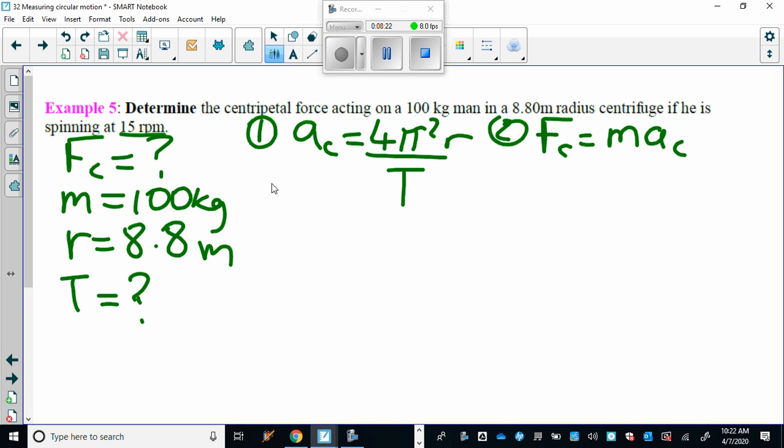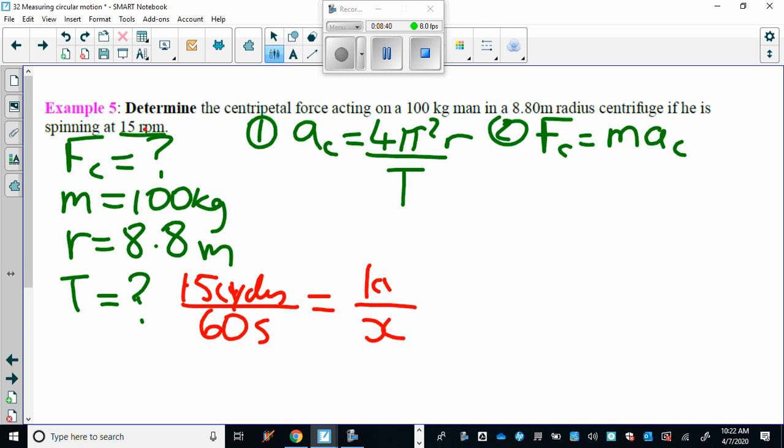So first of all, we get the 15 revolutions, 15 cycles, revolutions per minute. So 15 cycles per 60 seconds equals how long for one cycle? Right, so if you do that, cross multiply, it looks as though you're going to get 4. So it takes 4 seconds to go around once. If it goes around 15 times in a minute, it takes 4 seconds to go around once.